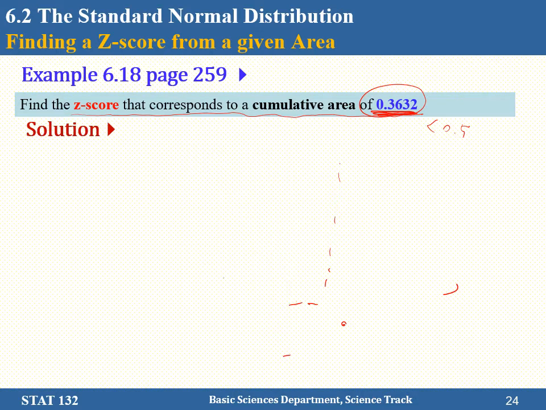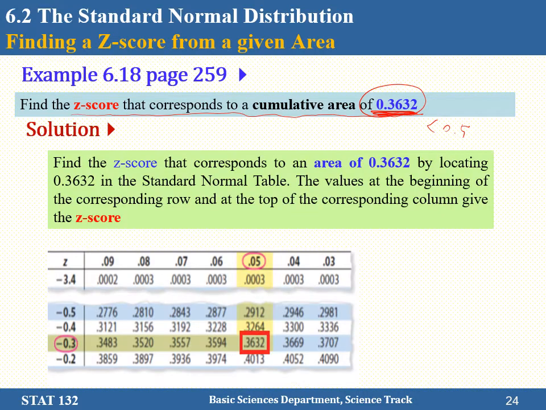So now we need the table here. We'll check the area and the corresponding z. As I said, you will check the area here. First, you will find the area. The area is this, and then you will find the corresponding parts of z, little z. So little z is obviously negative 0.3, and then the second component is 0.05. So the z-score has to be negative 0.35.